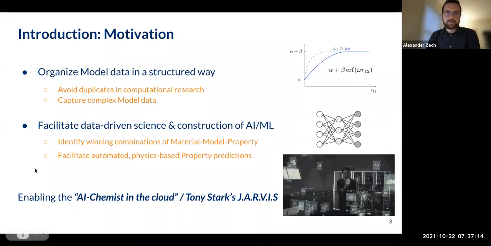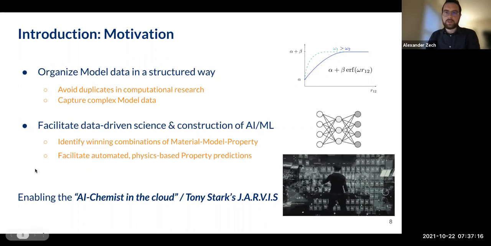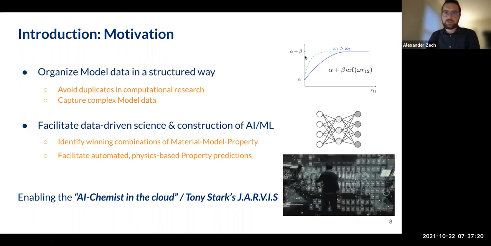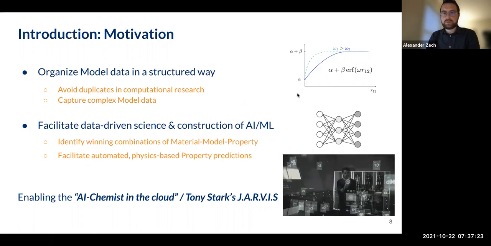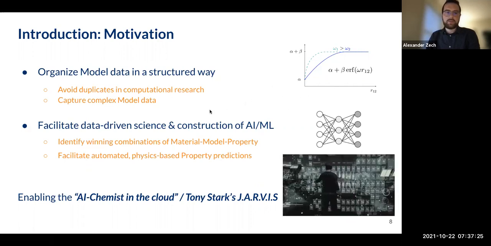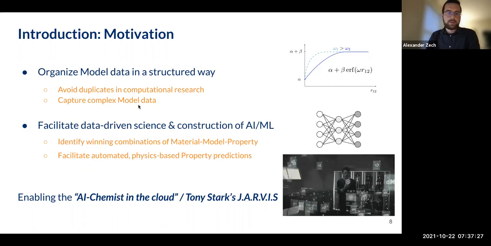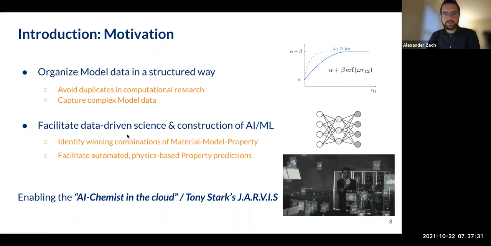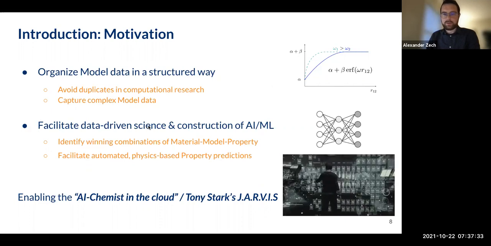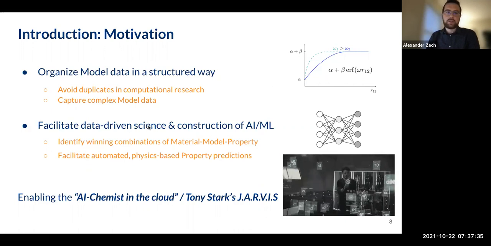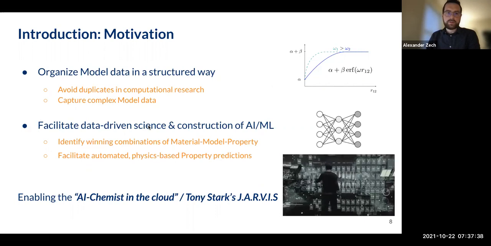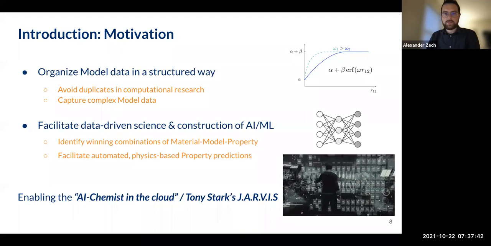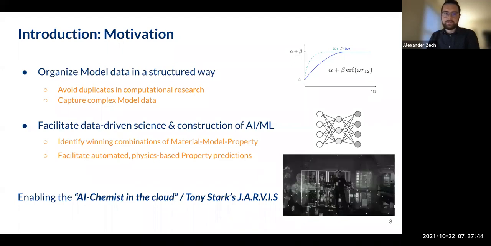It also enables us to capture more complex model data. So you can think of, for example, a custom functional where you tweak some parameters that can be covered with such an object. And secondly, this will also facilitate data-driven science and its usage with machine learning techniques. In particular, we are interested in identifying successful combinations of material, model, and property.